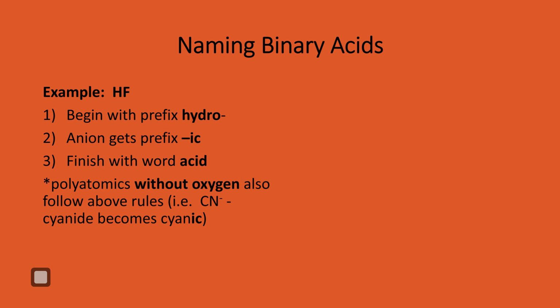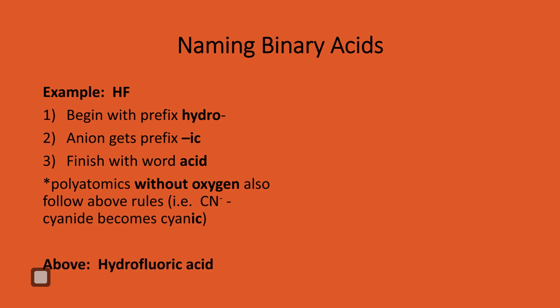Polyatomics without oxygen will also follow the above rules. That is really only the CN minus, the cyanide ion. That's the only one you've got to be careful of. We would change it to cyanic, because it's a polyatomic without oxygen. I know that means it's not a binary acid. It'd be called a tertiary acid then, meaning 3 elements, but it follows the same rules.